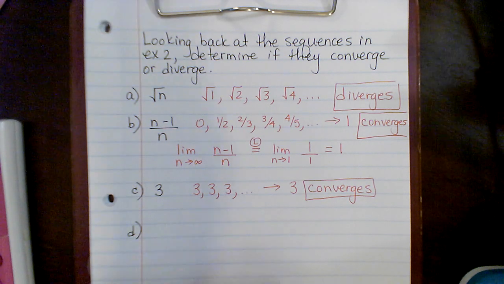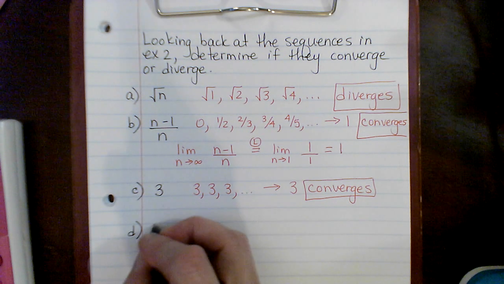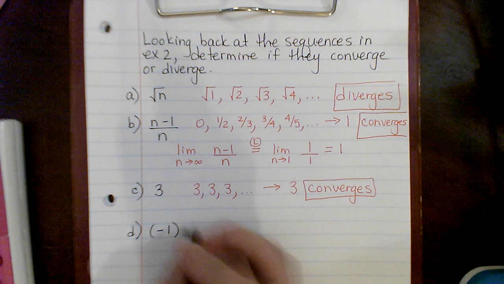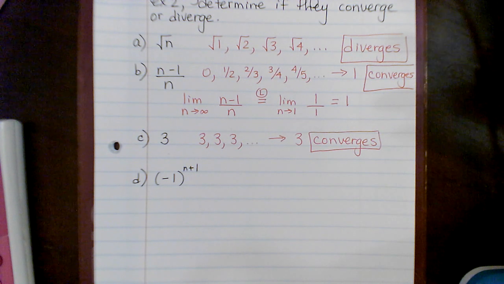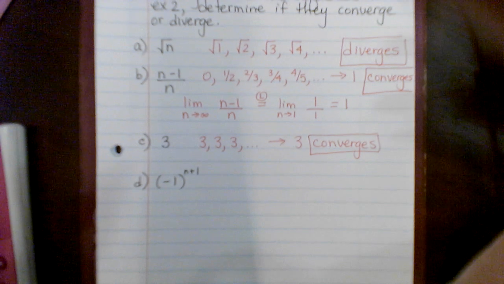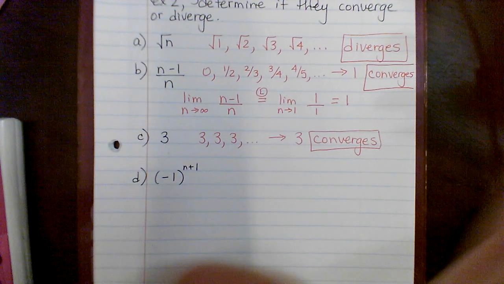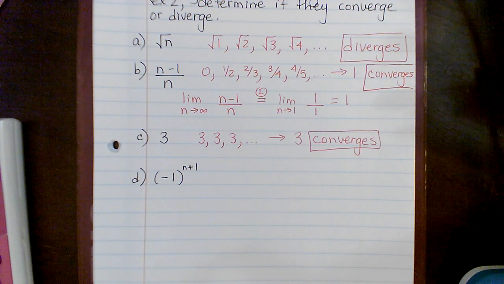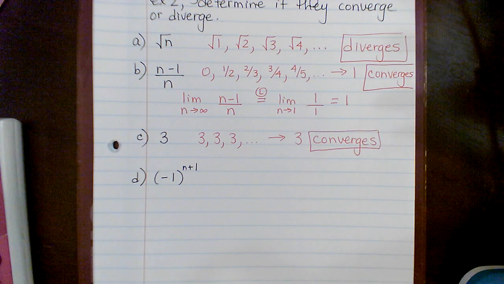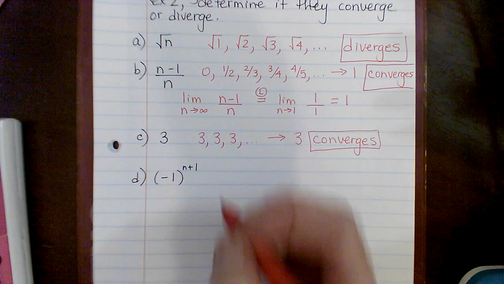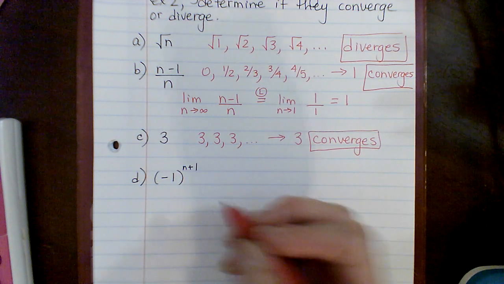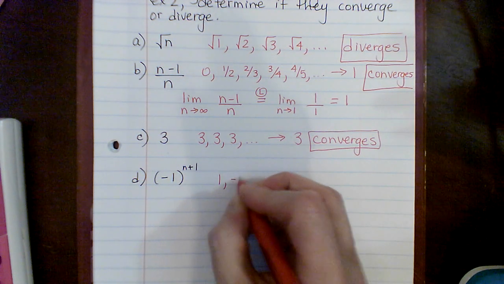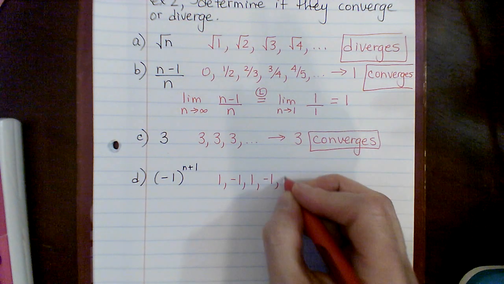D is this (-1)^(n+1). Now, is it going to converge or diverge? This one's actually kind of tricky. Is that looking blurry or is that just me? Sometimes my eyes aren't good. This one's kind of confusing, and you have to be careful with it. The terms of this one, because it's an n plus 1, it's going to start with a positive. So it was 1, negative 1, 1, negative 1, 1, dot, dot, dot.